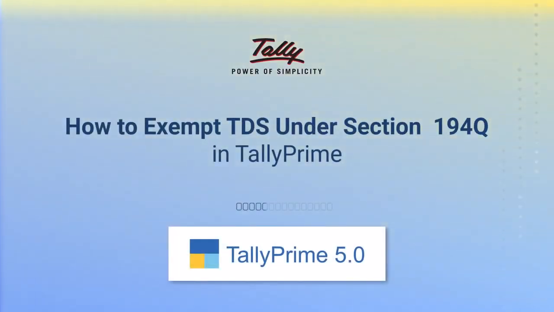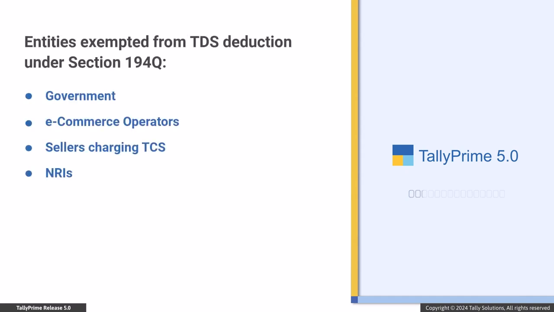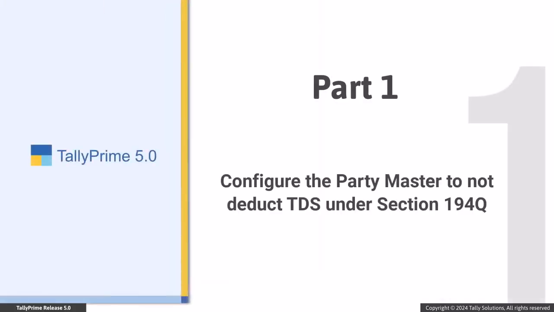In this video, you will learn how to exempt TDS on purchases under Section 194Q in TallyPrime Release 5.0. Entities like the government, e-commerce operators, sellers charging TCS, and NRIs are exempted from TDS deduction under Section 194Q. In TallyPrime, you can configure your party master with the provision to not deduct TDS if they fall under any of these categories. Let us configure the party master for a government entity.